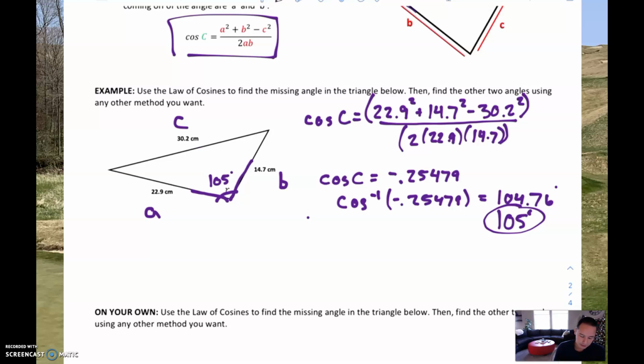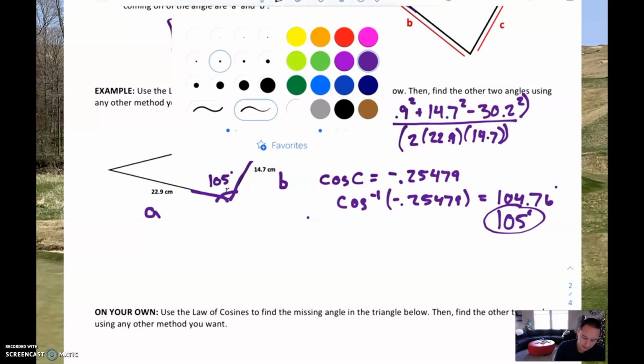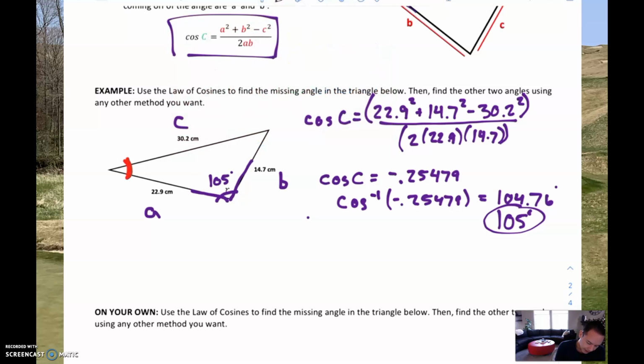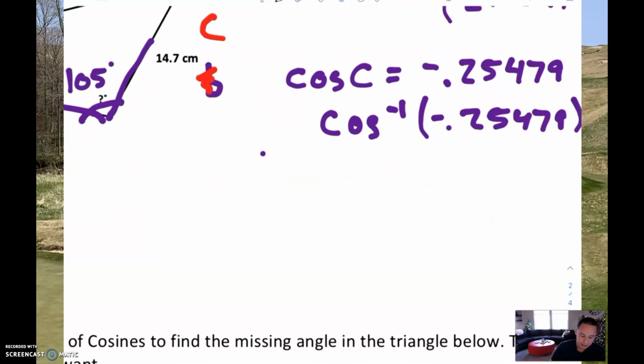So now what I'm going to do is find, let's just find this angle over here. I'll use a different color. I'm going to find this angle. If I want to find this angle, now it switches. My A and my B are going to be these two. So now it switches. This is a B. This is a C. And I can use the law of cosines once again to find that missing angle. So let's go ahead and use that formula.